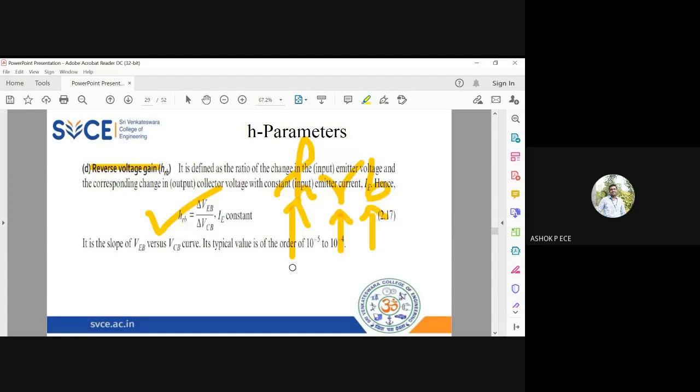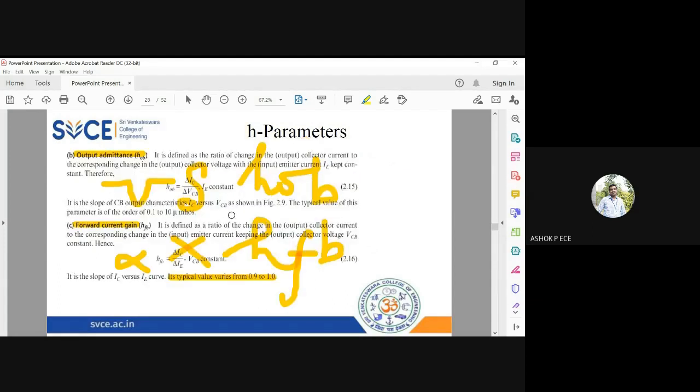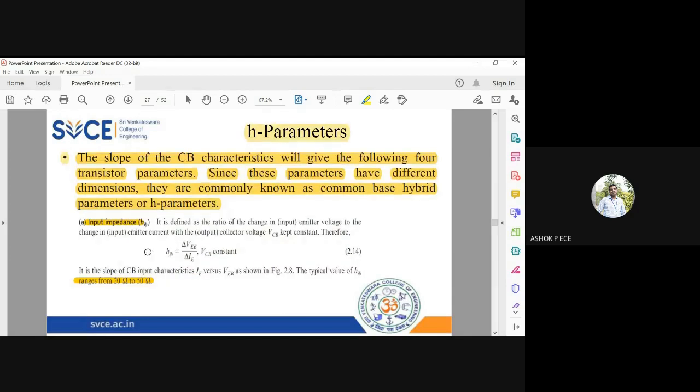Okay. Any doubt in H parameters? How to identify the H parameter formula from the diagram? Any doubt anybody is having, please ask. I'm going to pause for a few seconds.